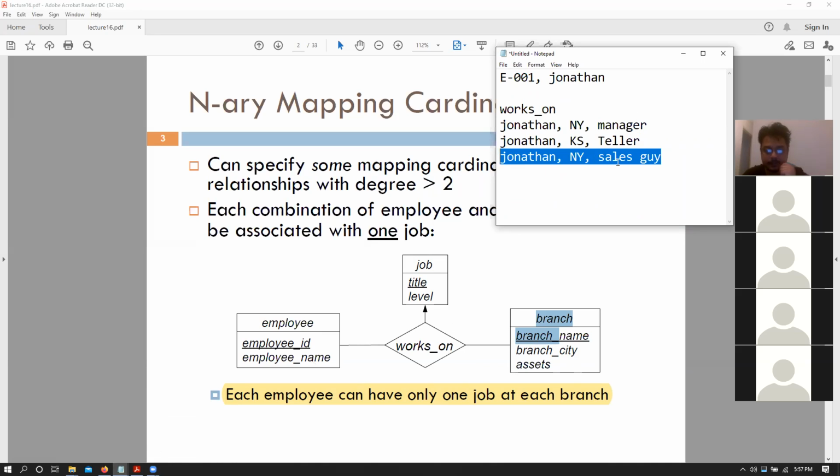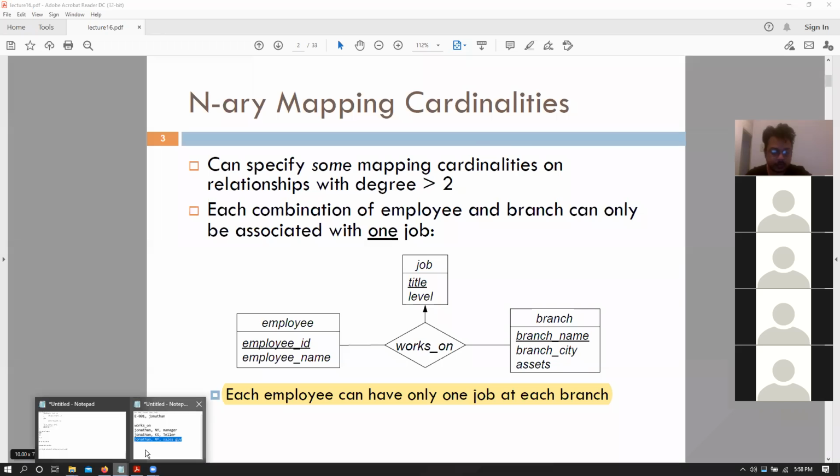So at that particular point, now is this line possible? Jonathan, New York sales guy, given that Jonathan is already working in New York as a manager, and Jonathan is working in Kansas as a teller. It's not possible anymore because remember, exactly, Edward, you're correct. Wherever we have an arrow, that means that it is one. It is only one possibility. So both employee and branch together would only have one particular value for job, right? Very good.